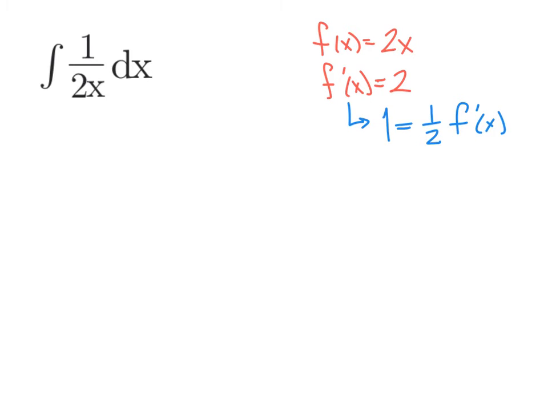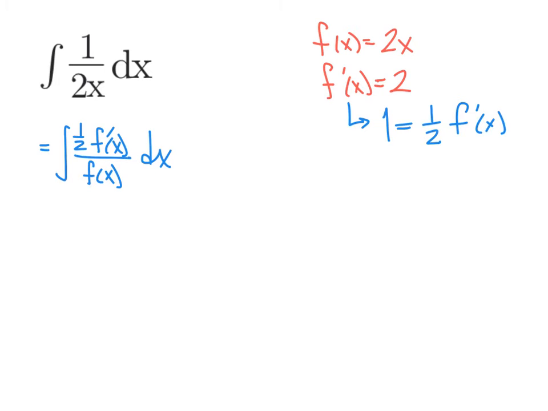So how does this play out in terms of the natural log rule? Well, we have f of x in our denominator, but our numerator being 1 is not the derivative of that. It's half of the derivative of that.